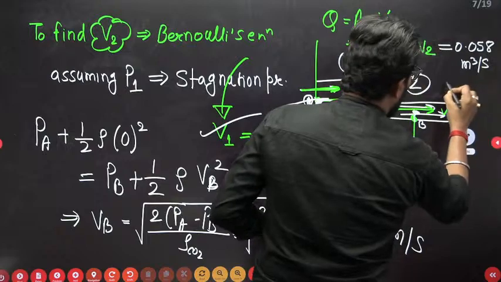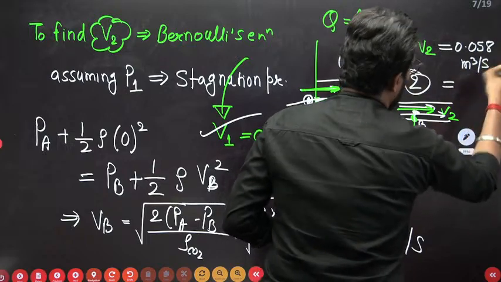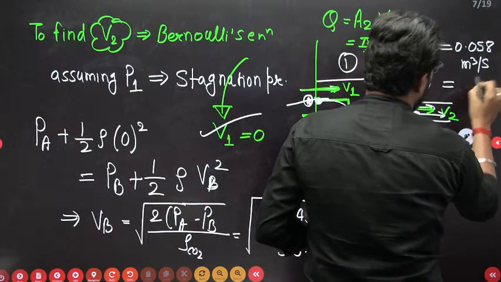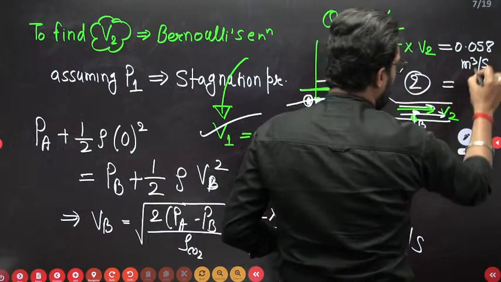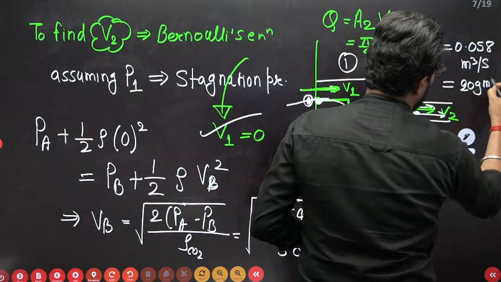Now it is per second, so multiply by 3600 to convert it into hours. This is your 209 meter cube per hour.